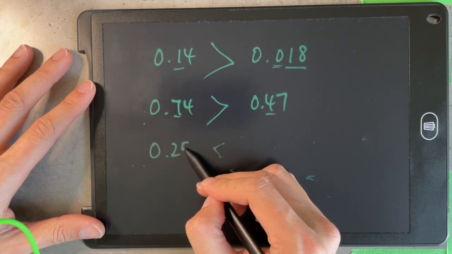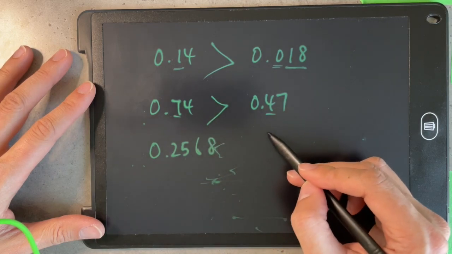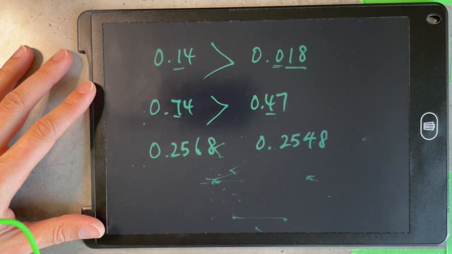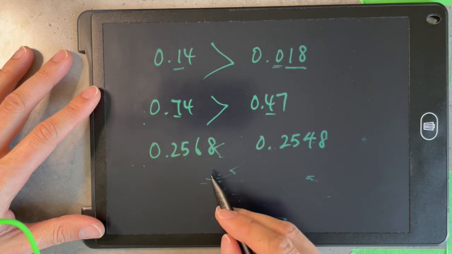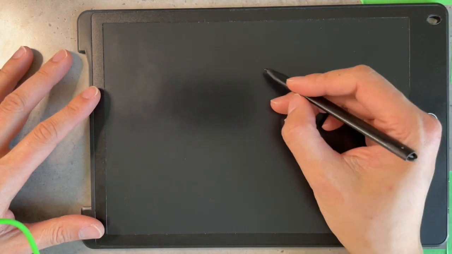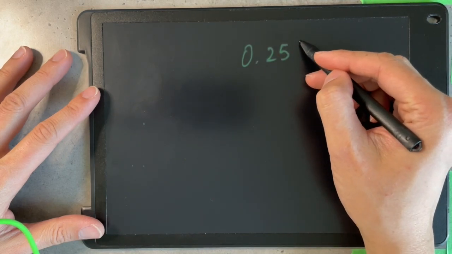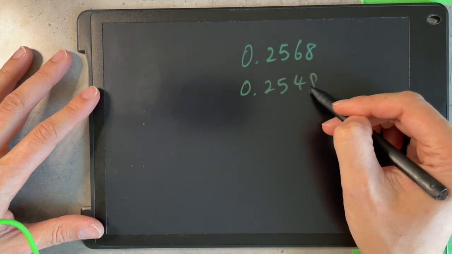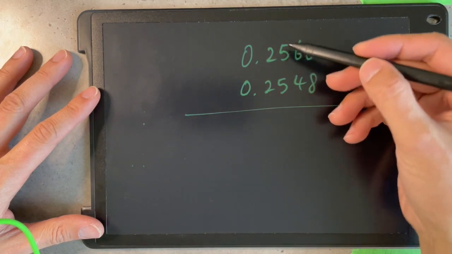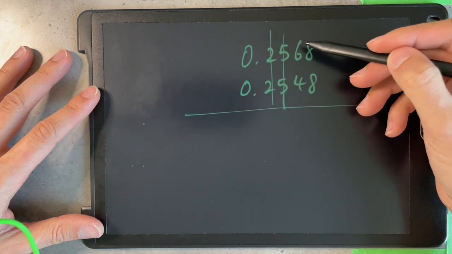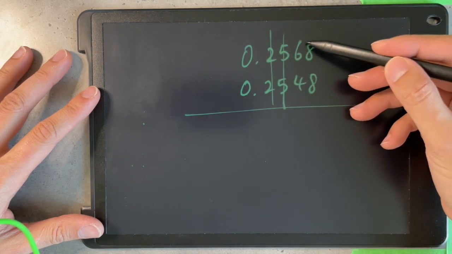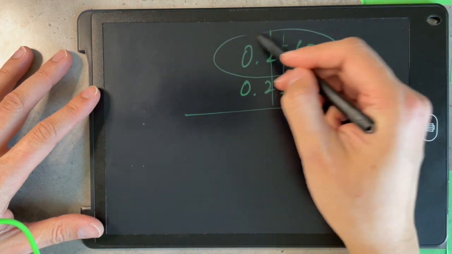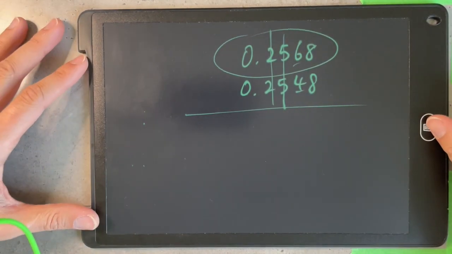But what happens if we have a long decimal, but a lot of the digits are similar? Then the best way to compare these is to write them out like so, and then compare which one is bigger by comparing the tenths, the hundredths, and if they're the same, then you move on to the next one. So two, they were the same, five, they were the same. So now you look at which one is bigger. So this one was bigger. So that is about comparing decimals.